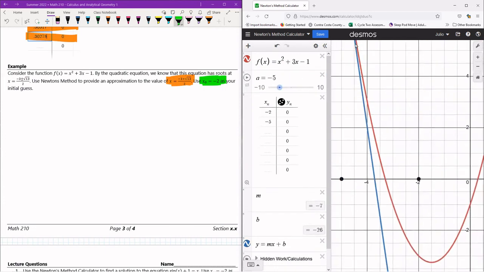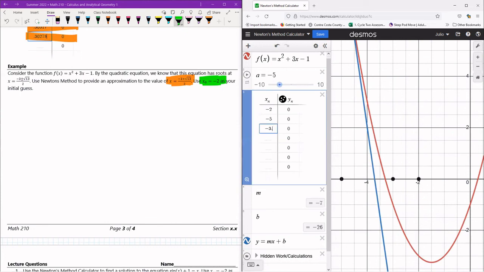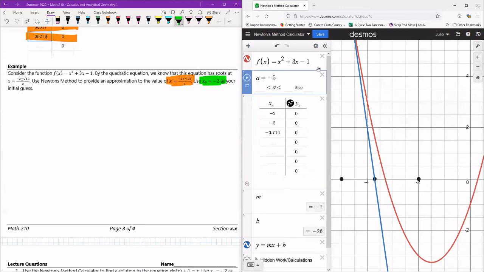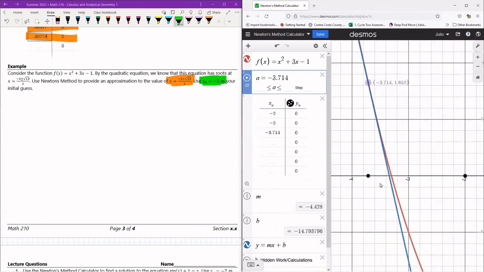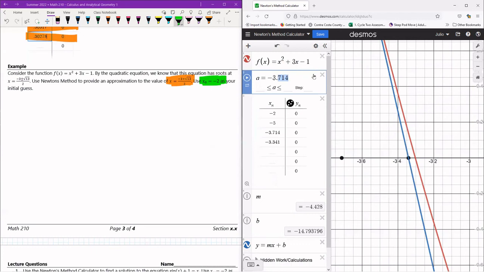Again, a tangent line approximation way up there, the root of which is going to be -3.714. Right, so I get to change this to -3.714. Again, a tangent line approximation. The root of which is -3.341. Right? So I get to change this now to -3.341.